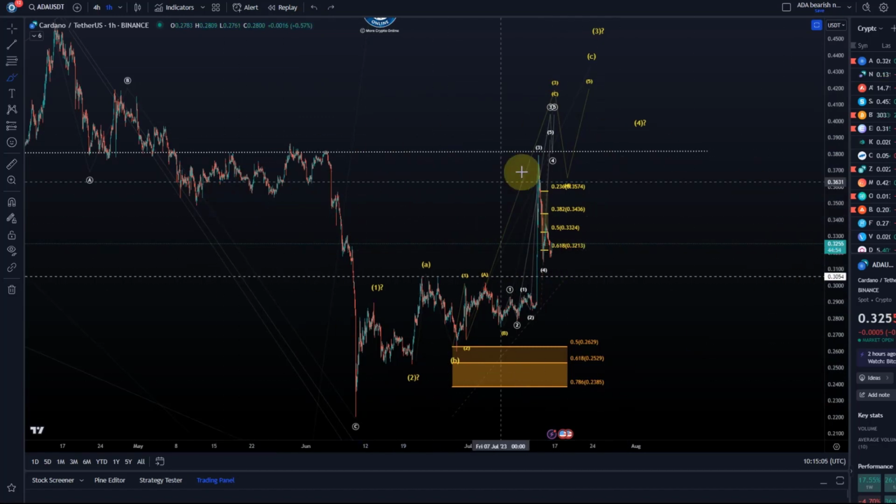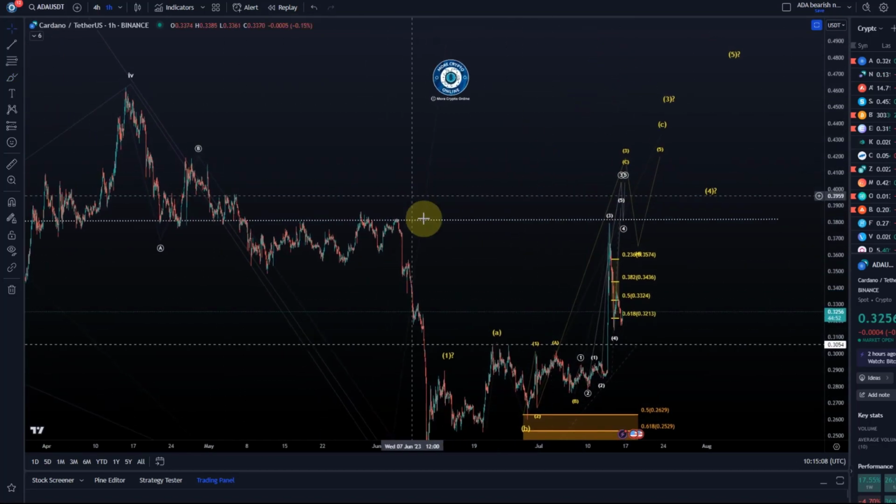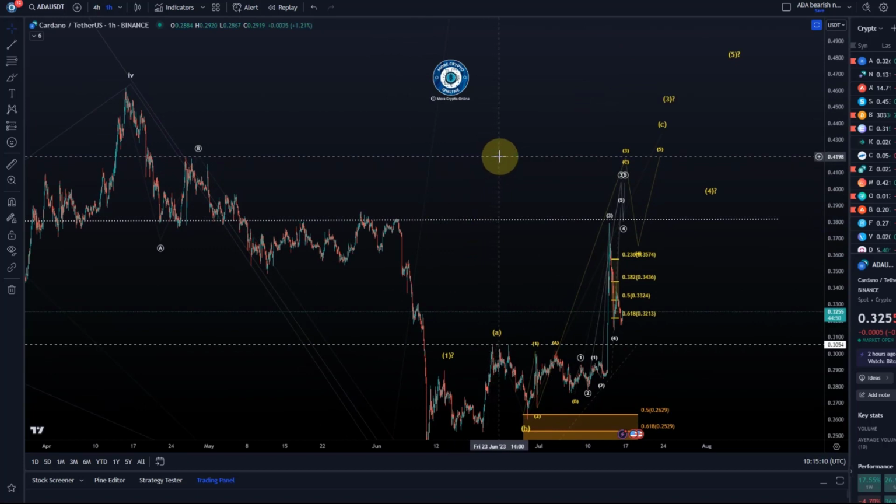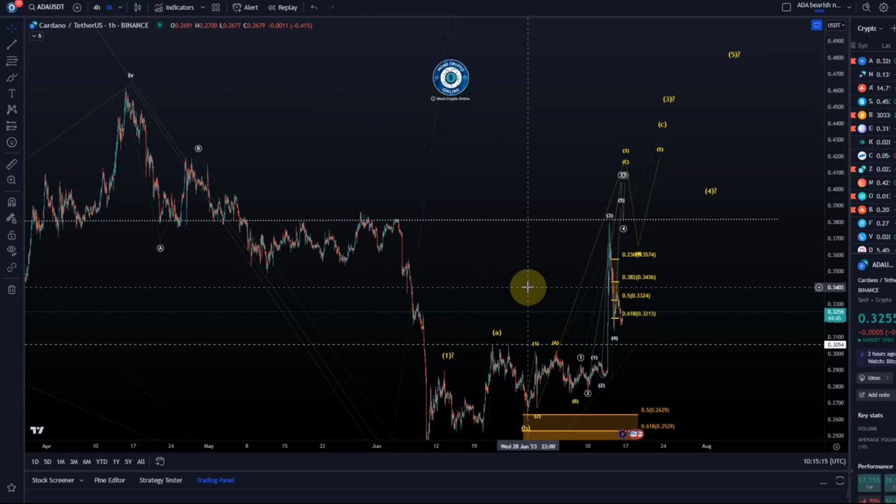So I'll just highlight here, there will be a horizontal breakout point, and a break above that level could send us higher to maybe 42 cents. Next level would be 46.1. So we're waiting for clarity on this chart.